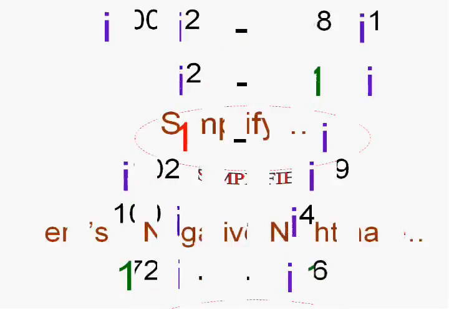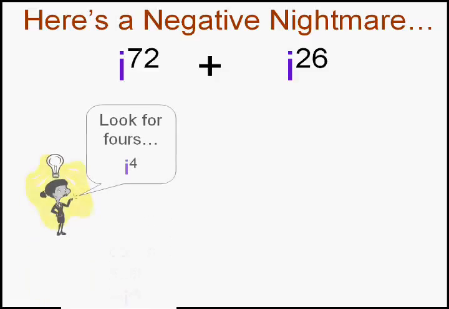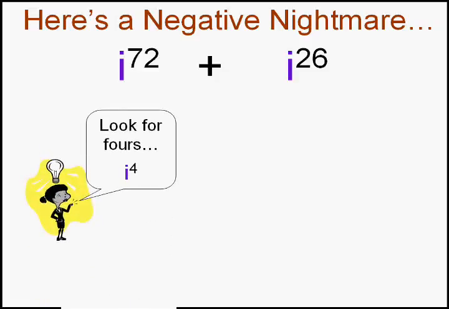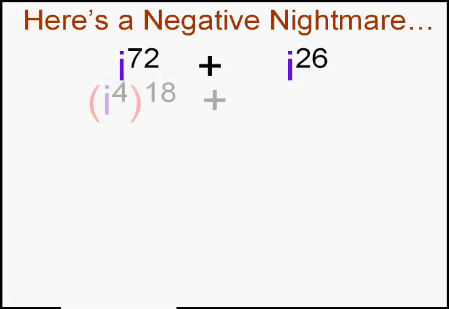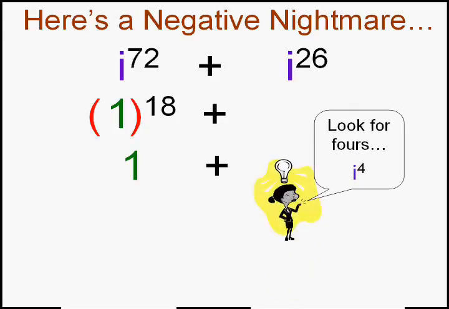Let me give you another. Let's simplify this: i to the 72nd. Now I use my secret weapon. We're looking for i to the 4th, and it goes evenly in, doesn't it? So that portion of it, i to the 4th to the 18th, because 4 times 18 is 72, is 1 to the 18th, which is what? Just 1.